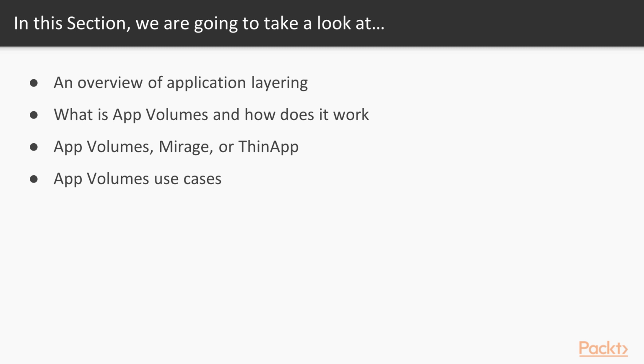So what we're going to cover in this section. First, we will give you a high-level overview of application layering and compare this technology to some of the other methods of delivering applications. Next, we will start to get into the specifics of App Volumes and how it works, before going on to discuss which technology should be used and when to use it. We will finish the section by looking at some of the App Volumes use cases and how App Volumes would fit in with each one.